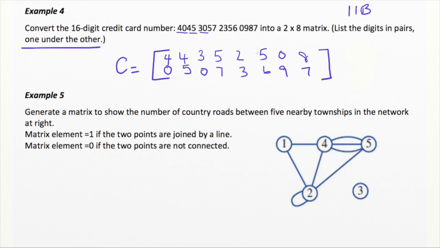Okay, and that is how you would construct a matrix of that form. Example 5. Now, this is a tricky one over here. Well, it's not tricky, but it's maybe a concept that you haven't seen before, in which we have a network or a diagram, and we're going to represent this information in a matrix.